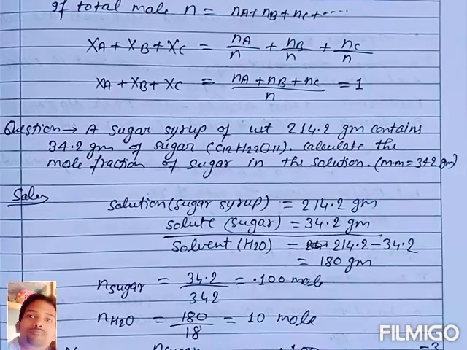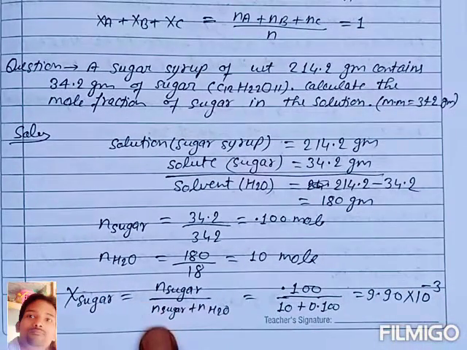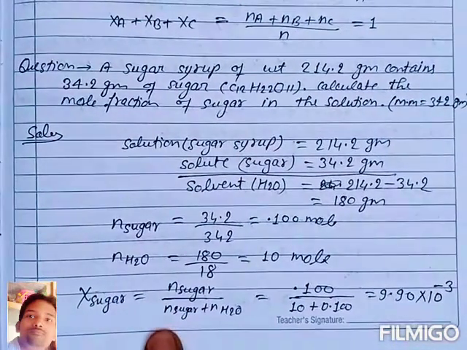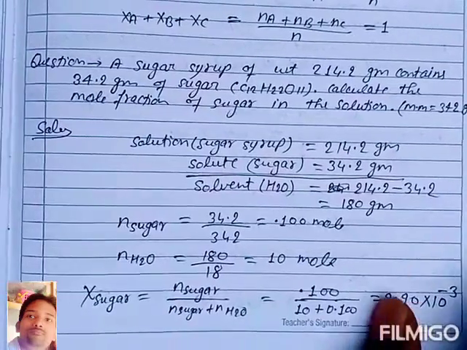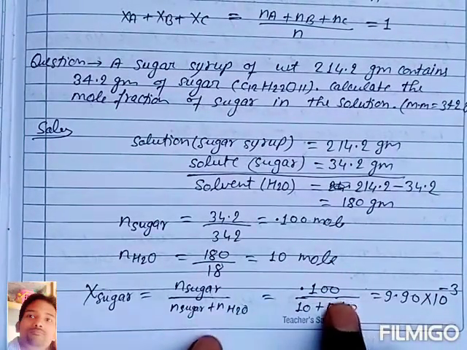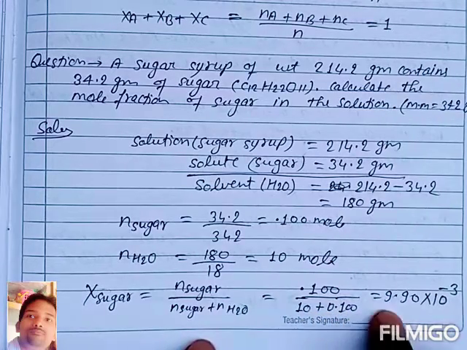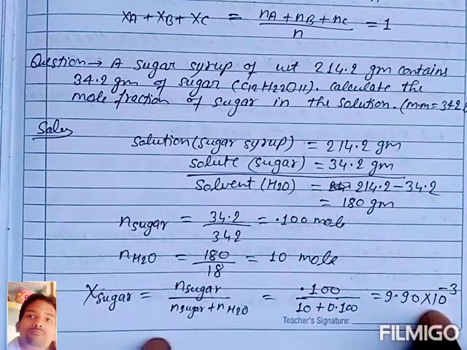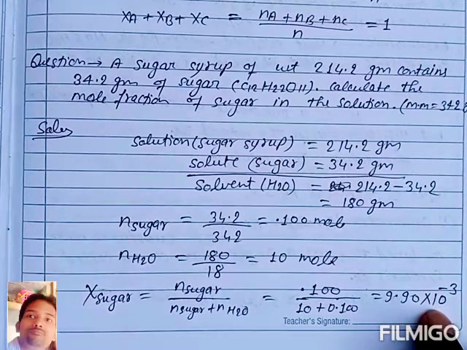Now the mole fraction of sugar is equal to moles of sugar divided by moles of sugar plus moles of water. That is 0.1 divided by 10 plus 0.1, which is equal to 9.90 into 10 power minus 3. These are the concentration related questions, definitions and problems.